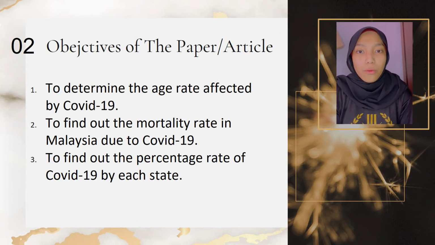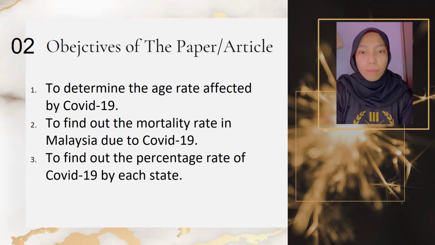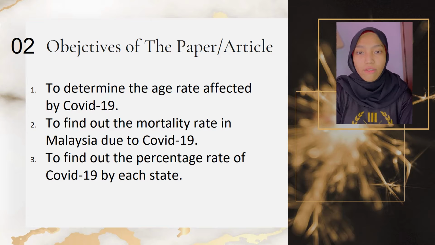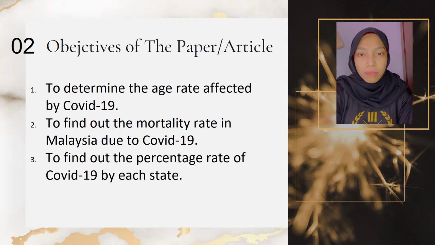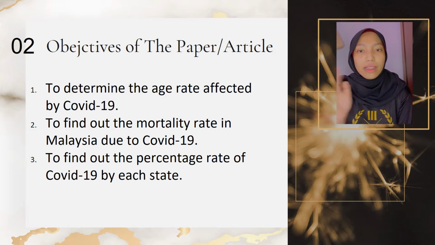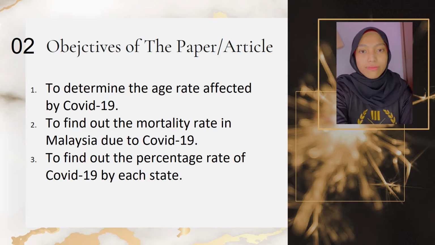Okay, so now I want to talk about the objective of the paper or article. Firstly, to determine the age rate affected by COVID-19. Secondly, to find out the mortality rate in Malaysia due to COVID-19. And lastly, to find out the percentage rate of COVID-19 by each state.